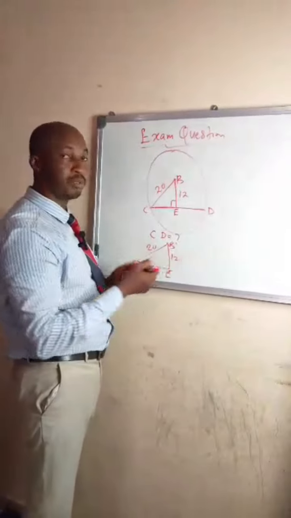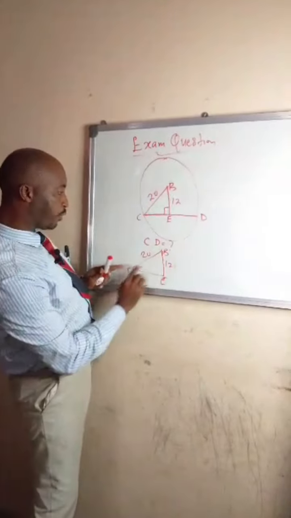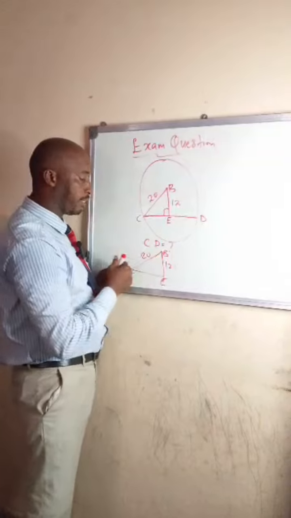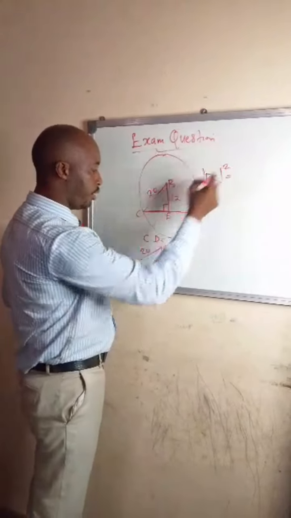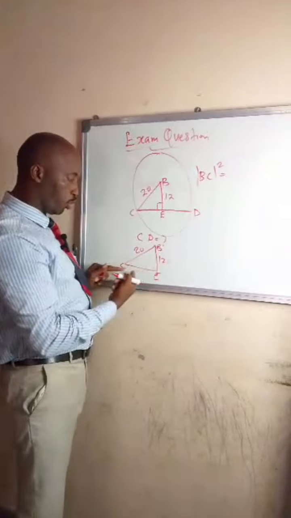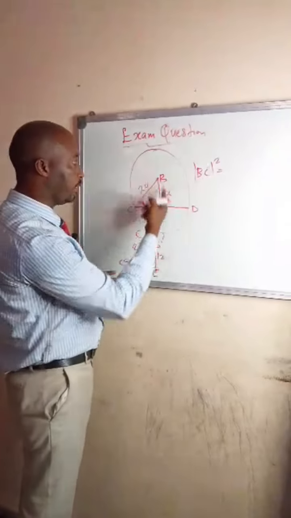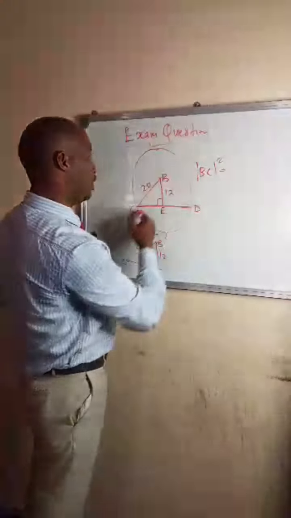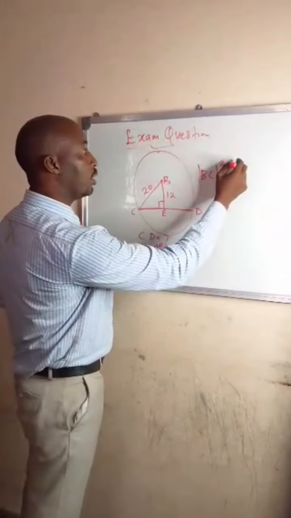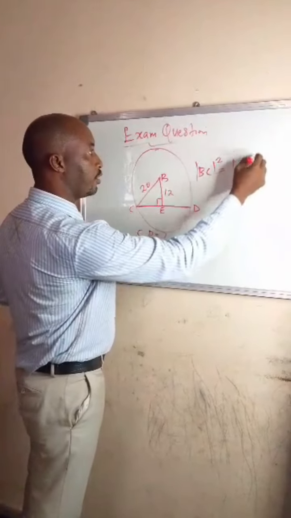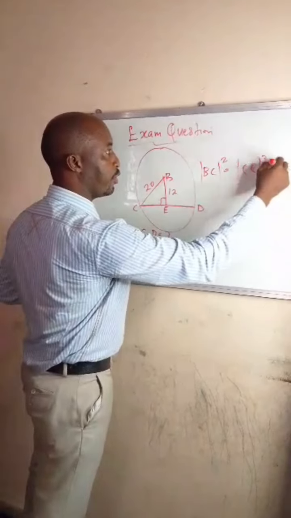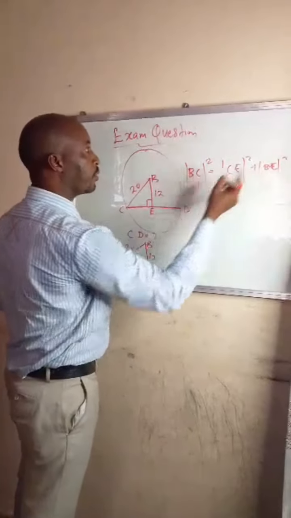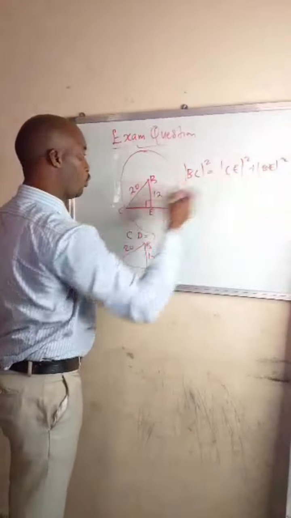What is Pythagoras theorem saying? That the square of the hypotenuse side, that is the square of this slant part, which is BC square, equals the sum of the other two sides, which is CE square plus BE square.